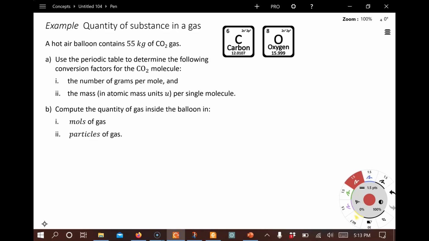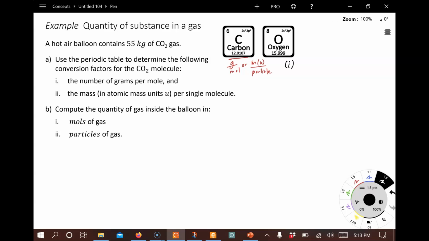When you look at the periodic table and you see this number here, 12.0107, it can mean two things. That can be the number of grams per 1 mole of carbon atoms, or that could be the mass in atomic mass units, which we write as U, for a single particle of carbon. The same number is the same conversion factor in those two different sets of units. So let's go ahead and do this.